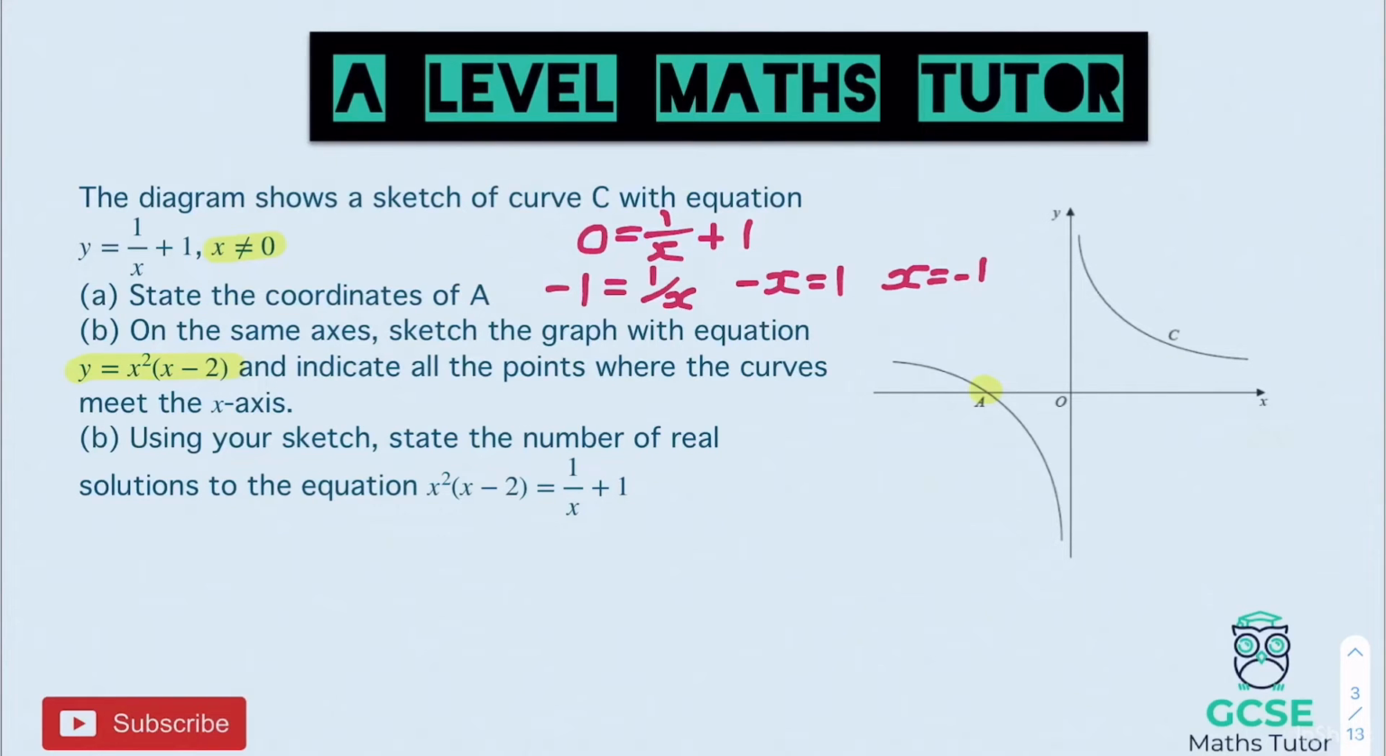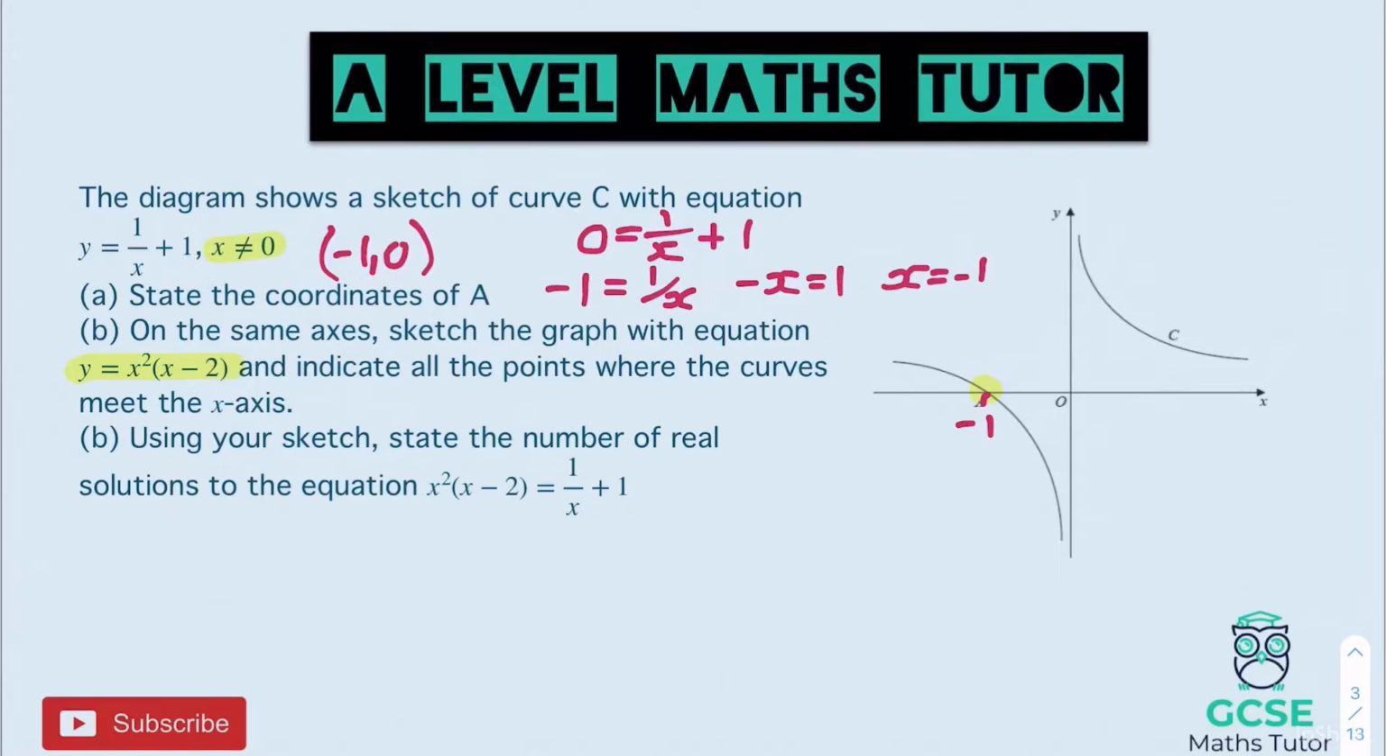And that makes sense in terms of our diagram as well. That one there is minus 1. That's part A done. We've got x is minus 1, and we want to state the coordinate of that. So as a coordinate, that would be minus 1, 0. Okay, we already knew the y coordinate was 0.